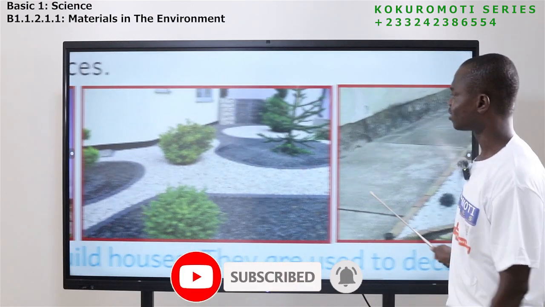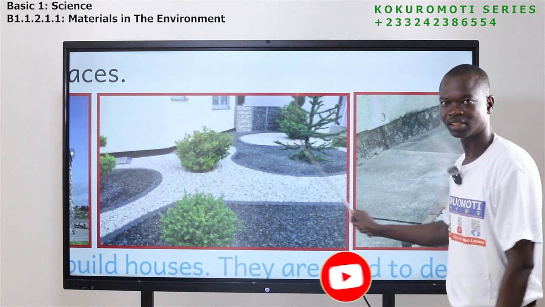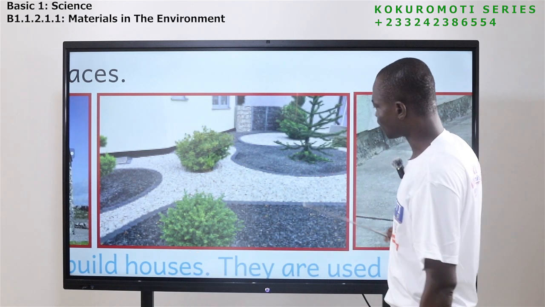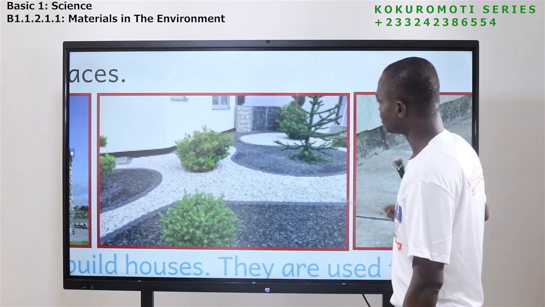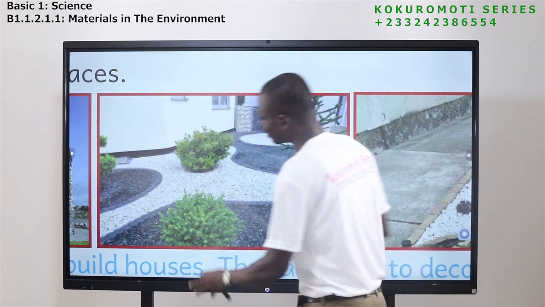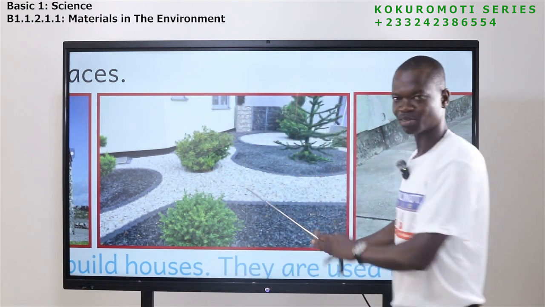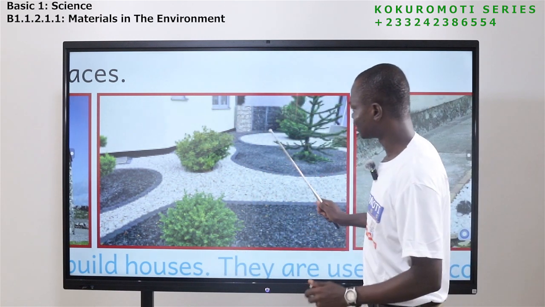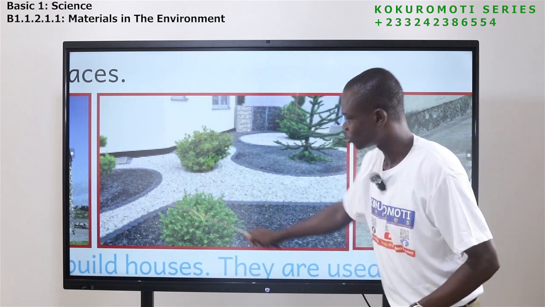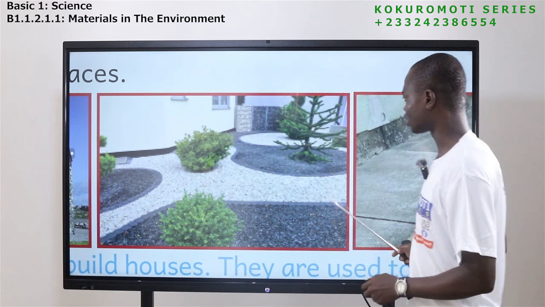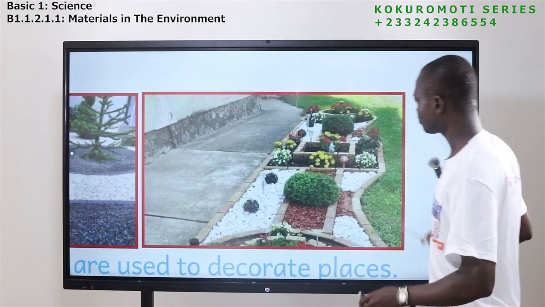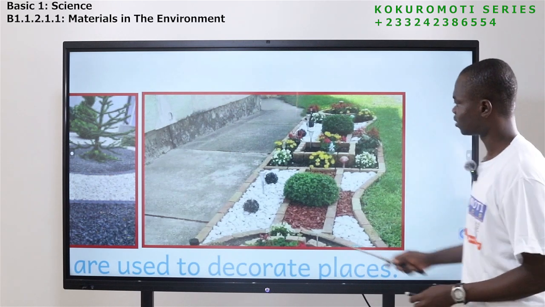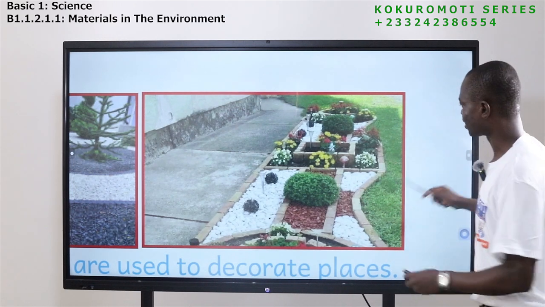When you come to this side, look at the environment. You see, they have arranged the stones in such a way that you will not even see that this is what? Compound. But they have decorated the place with what? Stones, different colors of what? Stones. The same thing is also here. You see stones of different colors.